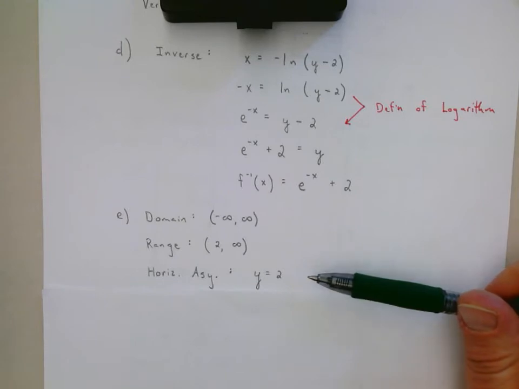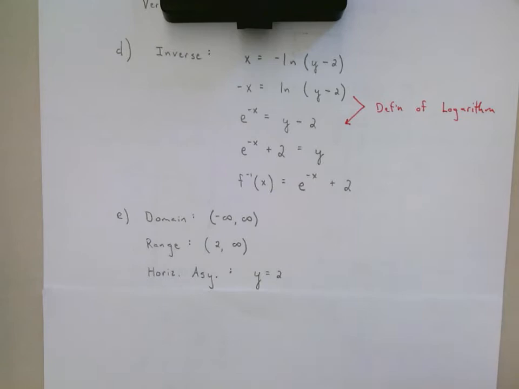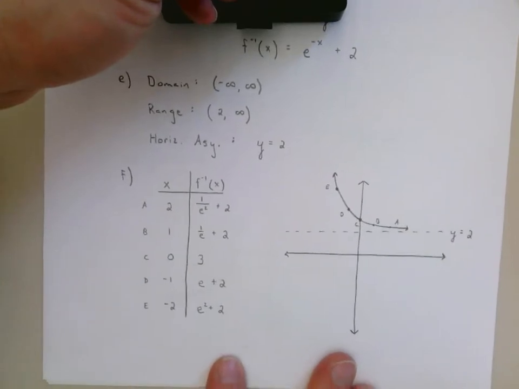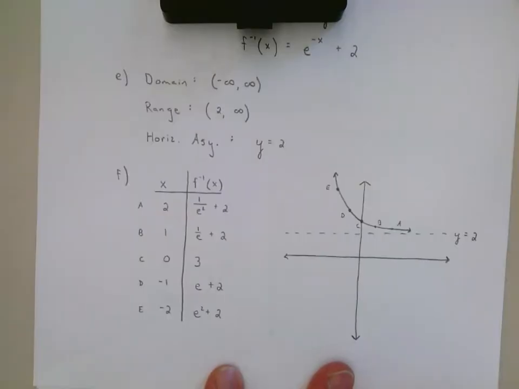With all that knowledge, the last thing that we're going to do is graph the inverse function, the exponential function. And when we graph that, we can use a table of values.